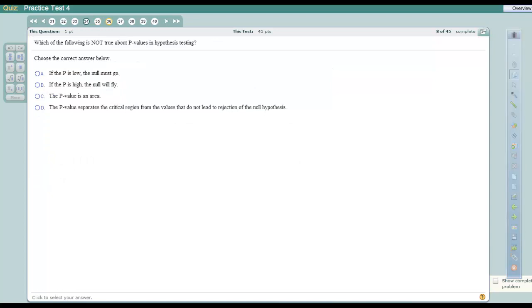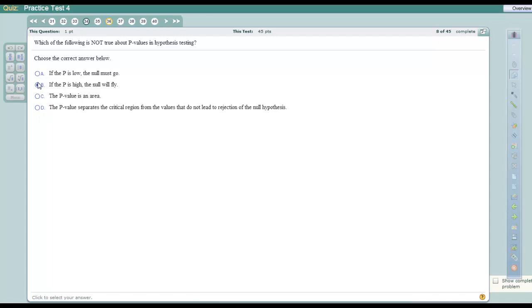All right, which of the following is not true about p-values in hypothesis test? Here's some things maybe that will help you remember what a p-value is and how to interpret it. A says if the p is low, the null must go. Is that true? Yes. We said small p-values are red flags. They cause us to reject the null hypothesis. If the p is high, the null will fly. That's the one that's wrong. Questions about that?